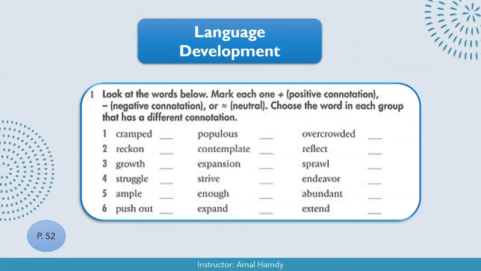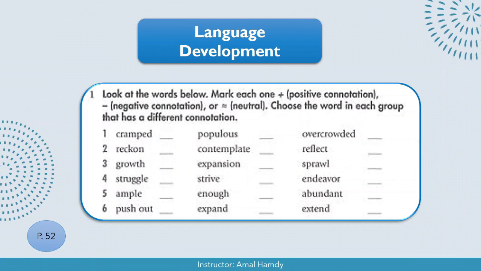So now on page 52, we have a list of words, and in each line we have 3 words, and these words are almost synonymous. However, each of these words has a different kind of connotation, and we need to choose the word that has a different connotation from the other two. So number 1, we have cramped, populous, and overcrowded. All of these words mean crowded.